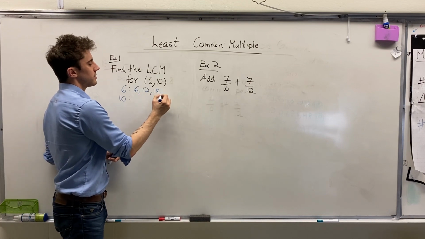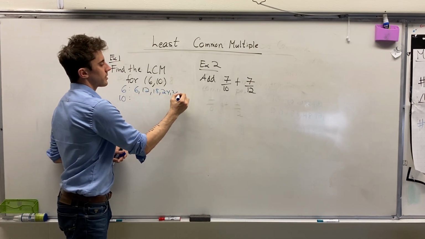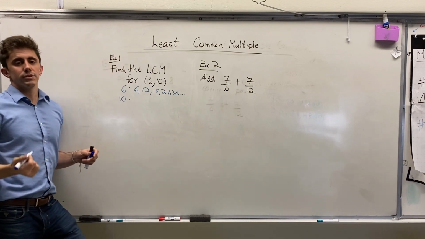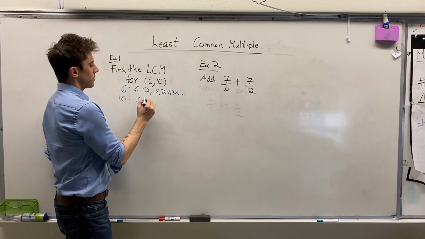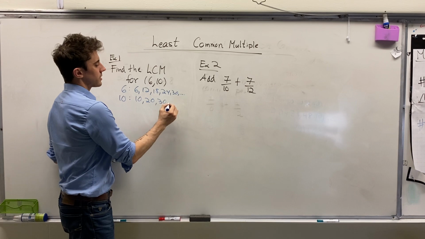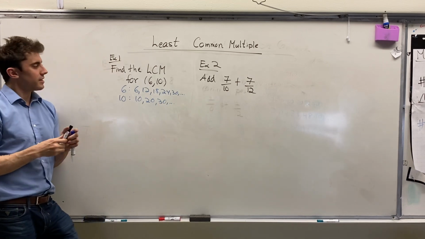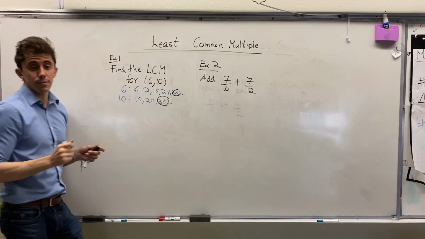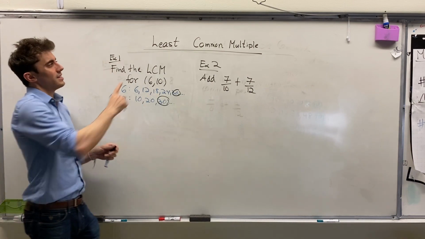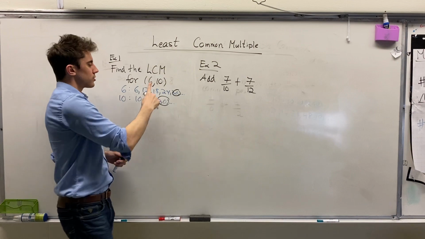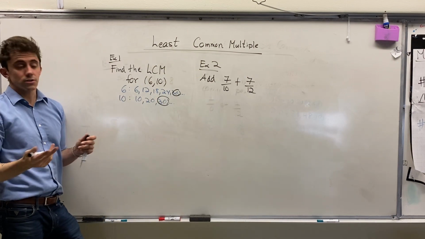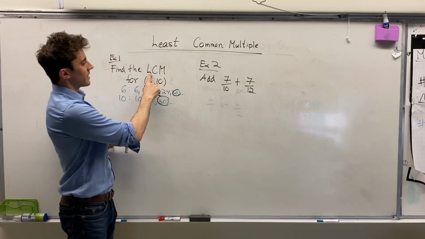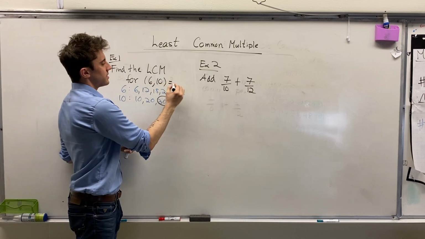12, 18, 24, 30, and so on and so forth. If we do the same thing with 10, we have 10, 20, 30, and you'll notice right away that 30 pops up in both lists and is the first number to do so. It's the smallest number to do so. It is the least common multiple of both 6 and 10. And so quite simply, the LCM of 6 and 10 is equal to 30.